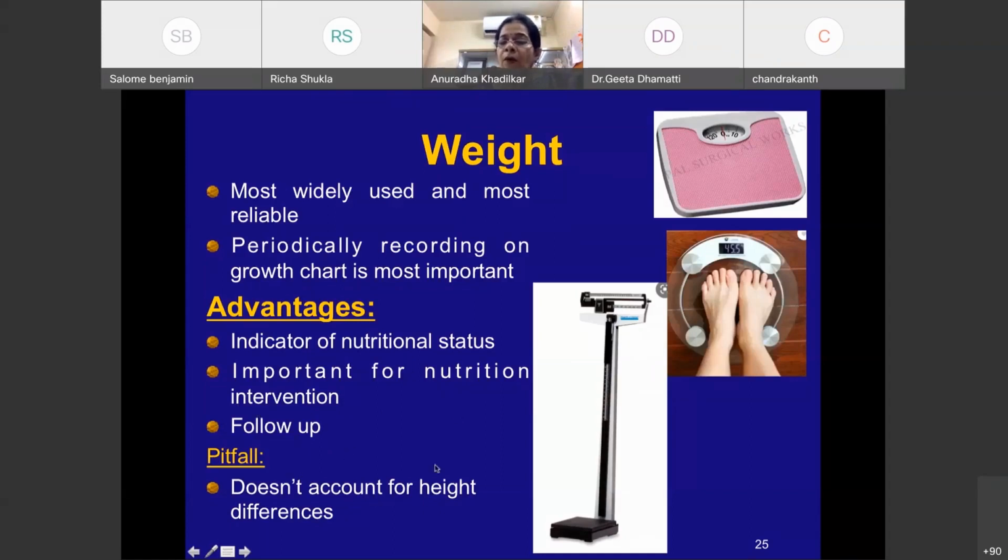Like I said, right now, weight alone is not enough because it doesn't account for differences in height. Remember the height of a child who's 5 feet and a child who's 6 feet. The same child at 50 kilos may be okay at 5 feet, but will be extremely thin at 6 feet. That is why you need the BMI.